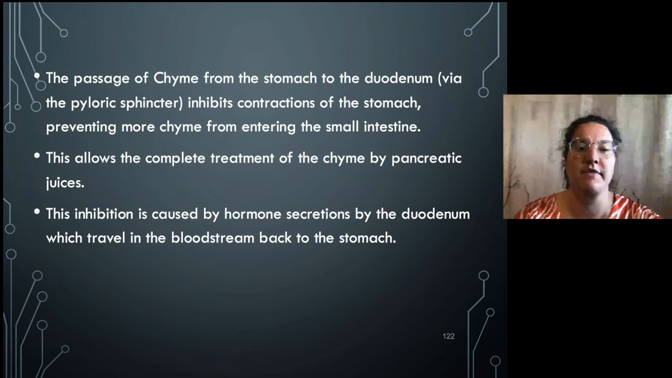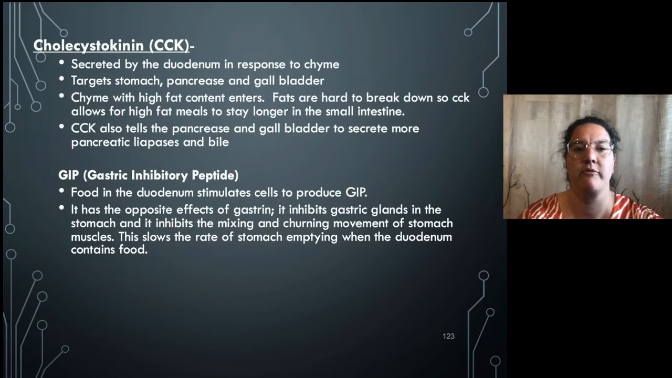The moving of the chyme from the stomach to the duodenum inhibits contractions of the stomach, so we're not going to have stomach contractions at this point, preventing too much chyme from entering the small intestine at one time, which allows the complete digestion of the chyme by the pancreatic juices in the small intestine. And this inhibition is caused by hormone secretions from the duodenum, which travel back to the stomach to stop that sphincter from opening, preventing more chyme from being released.